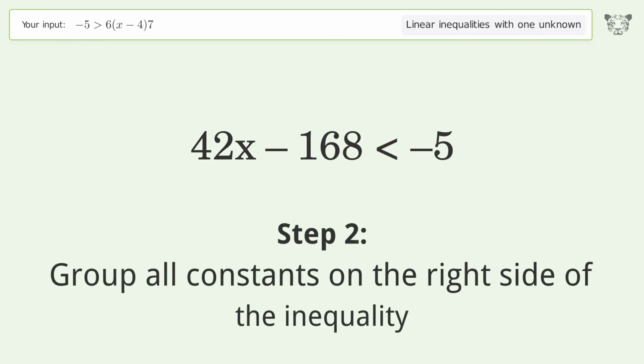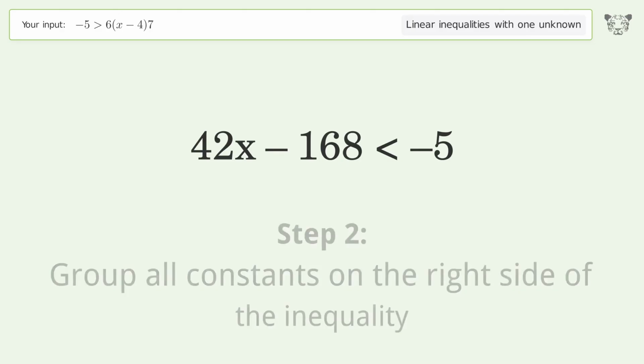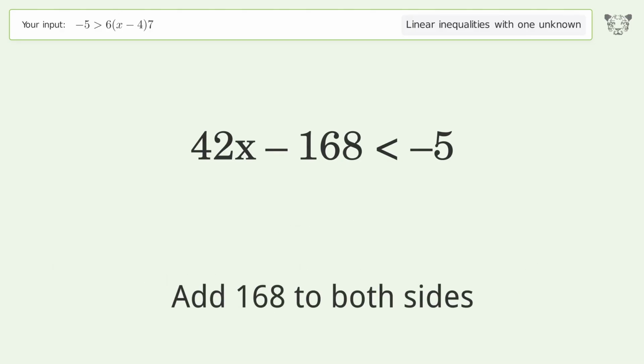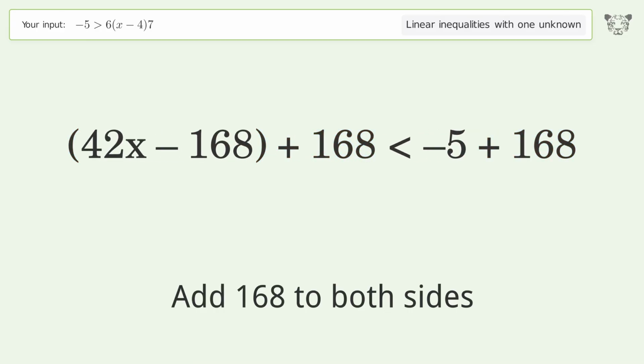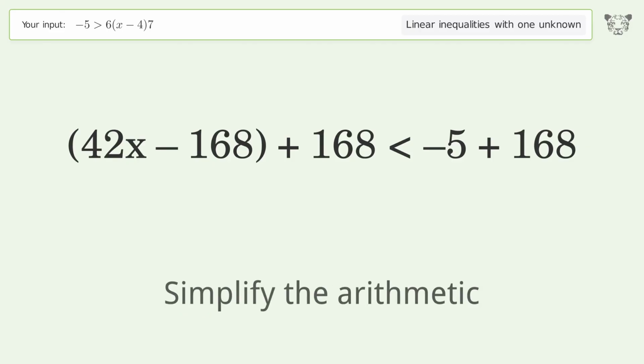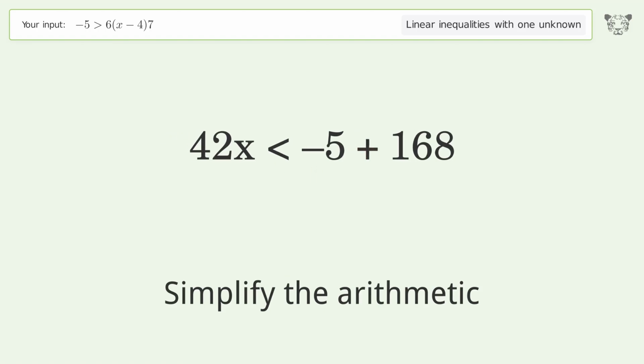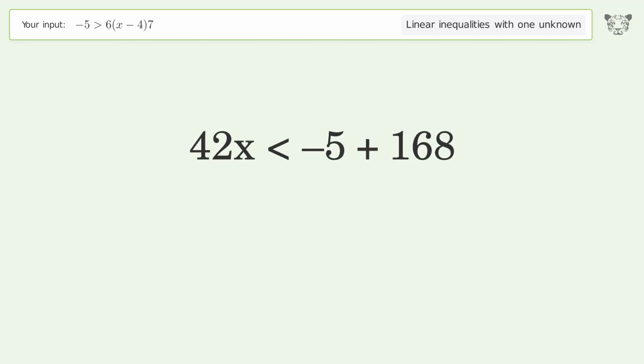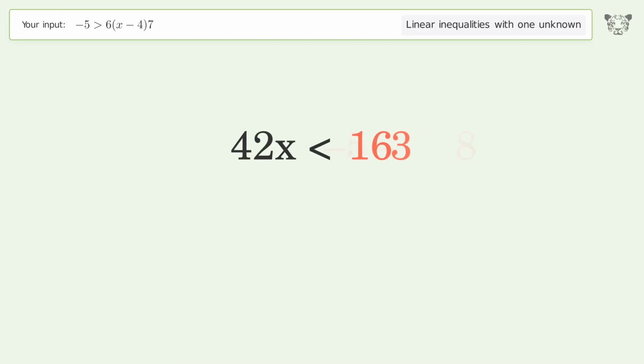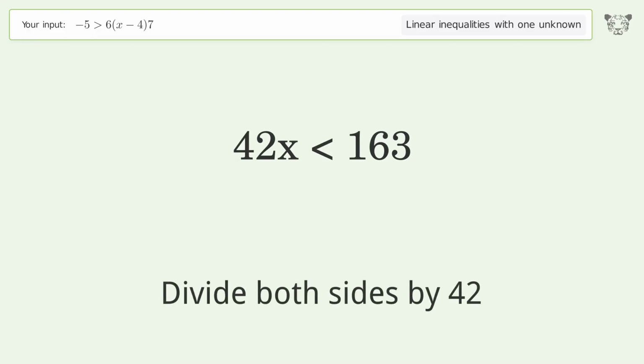Group all constants on the right side of the inequality. Add 168 to both sides. Simplify the arithmetic. Isolate the x. Divide both sides by 42.